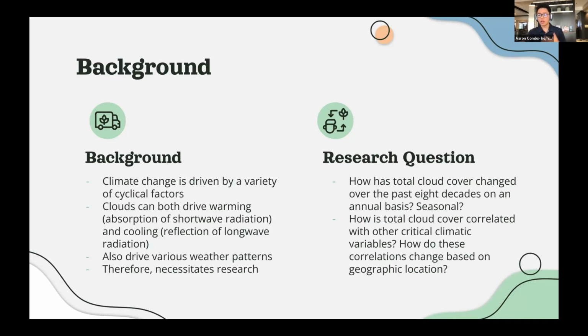And for my project, we sought to answer two key questions. Firstly, we wanted to know, how has total cloud cover changed over the past 8 decades? We looked at this question from both an annual basis and a seasonal basis. Secondly, we sought to examine how total cloud cover correlated with other climatic variables. We looked at this question also from an annual and seasonal basis, and for both questions, analysis was conducted at geographically specific locations, the reason for which will be explained.